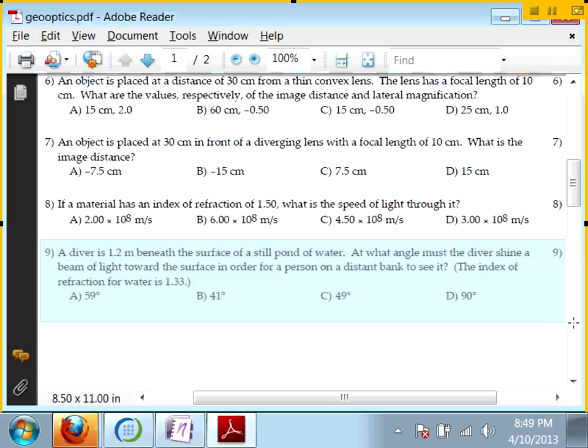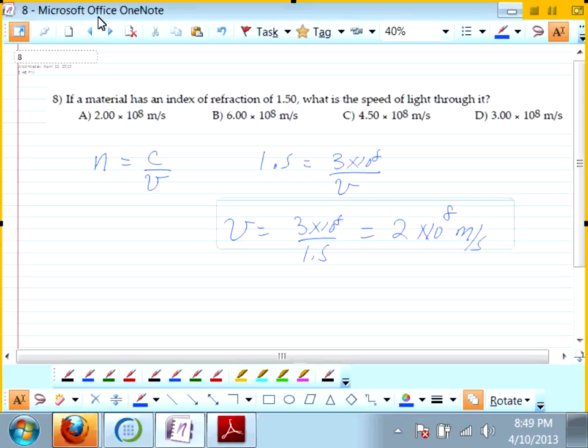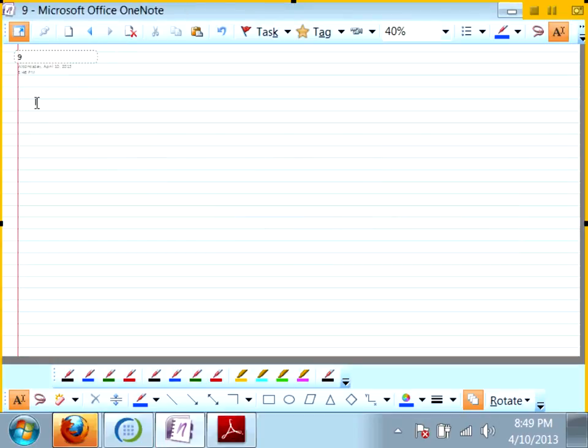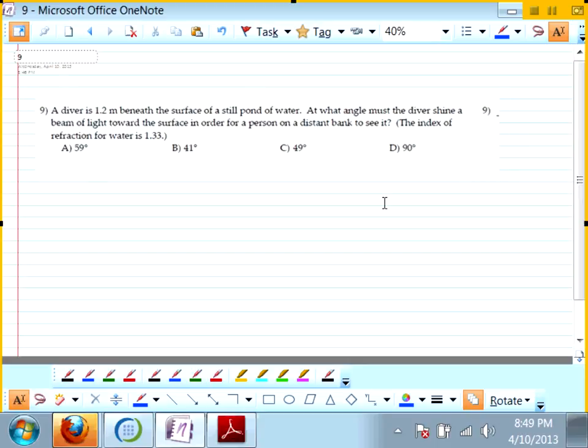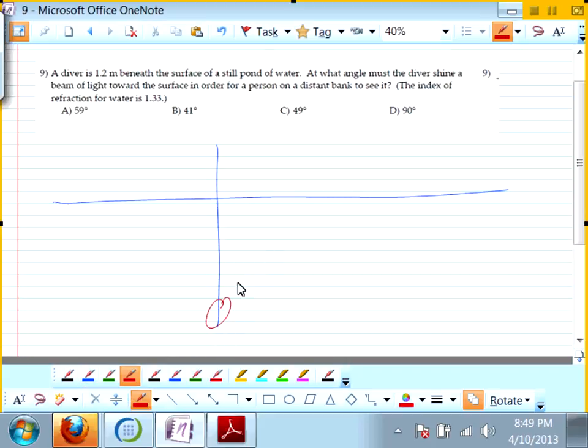All right, number 9. See if we can answer this one. A diver 1.2 meters beneath the surface of a still pond. Okay, no waves. So here's our diver, and he's got a flashlight, and he's saying what angle should he shine the beam of light towards? He shines it at some angle, theta. A person on the shore can see it.